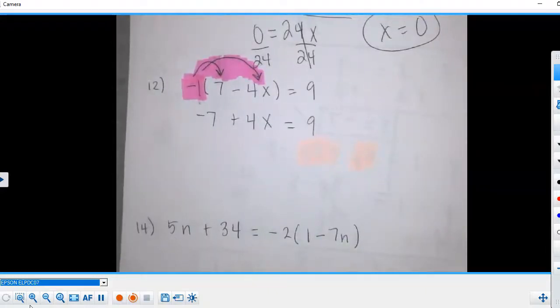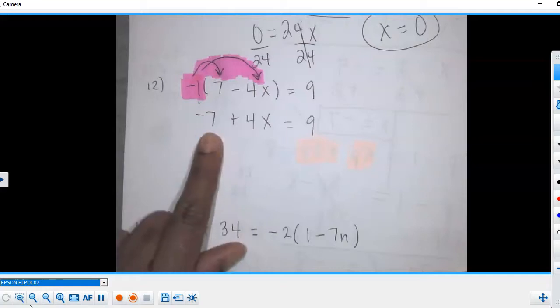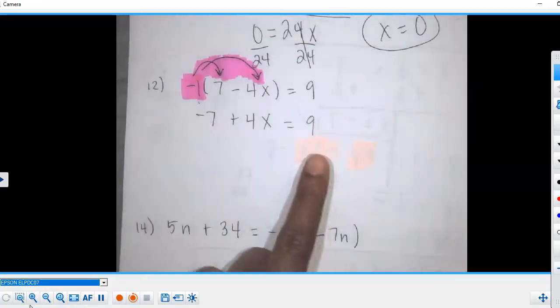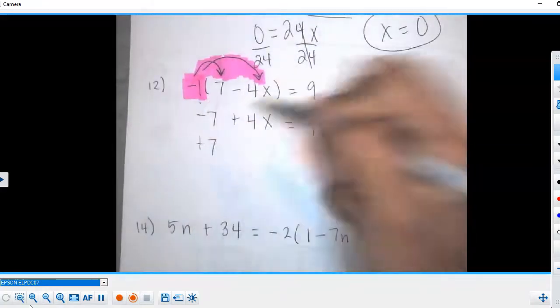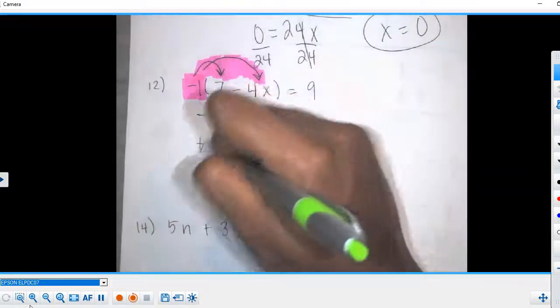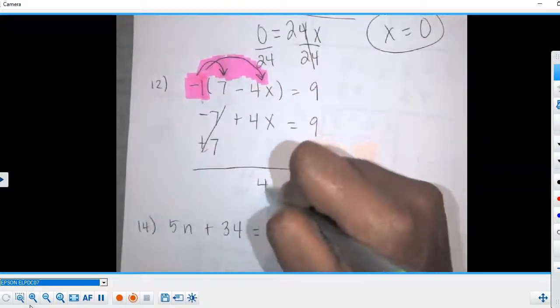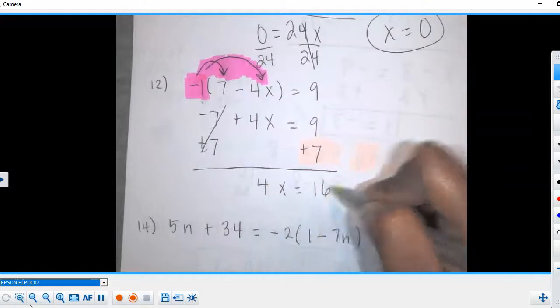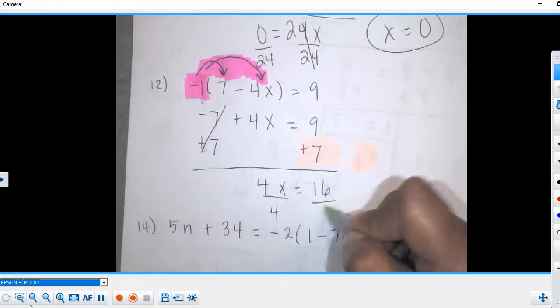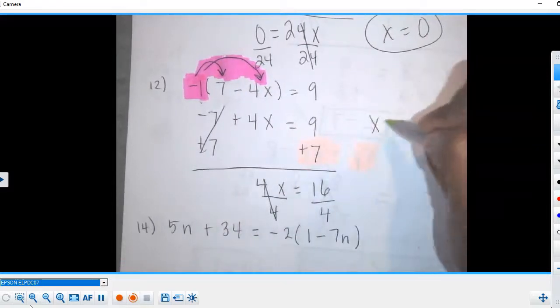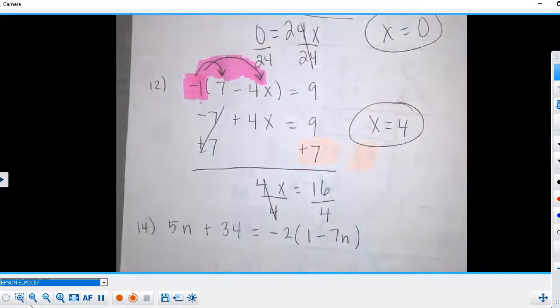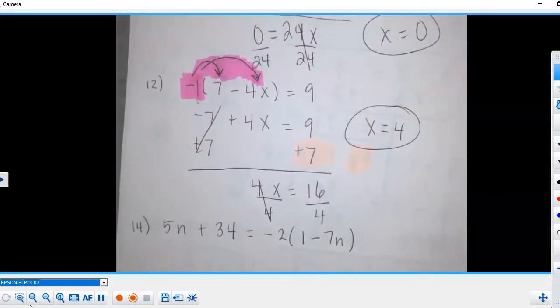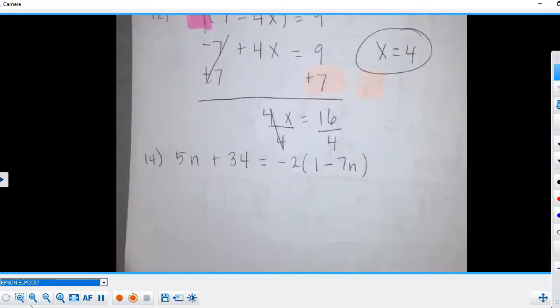And again, the letter is on the left, so we're just going to move this number, constant, over to the right side. Change the sign, add 7. That's no longer there. 4x is equal to 16. Divide by 4, divide by 4. Yes, x is equal to positive 4. Easy, easy. All right, let's go on to the next one.